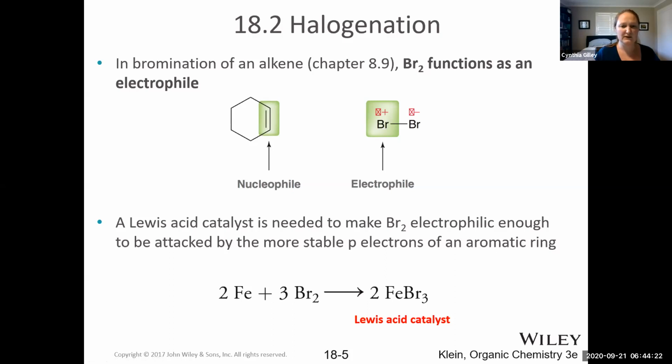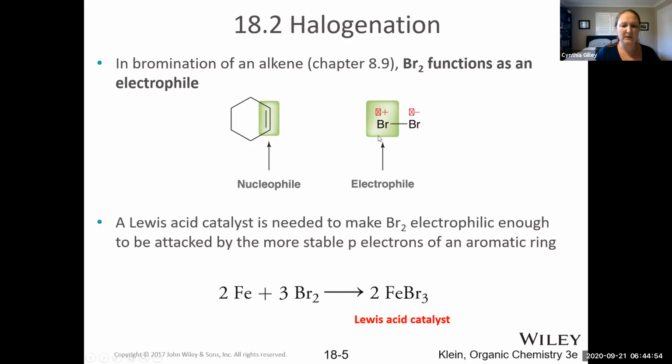When they distort, especially that can happen if something electron rich approaches one side, then the electrons sort of distort to the other side of the bromine molecule, leaving the closer bromine delta positive or partially positively charged, and the other bromine with a partial negative charge. So the partial positively charged bromine is actually the electrophile, and the other bromine we would call a leaving group.